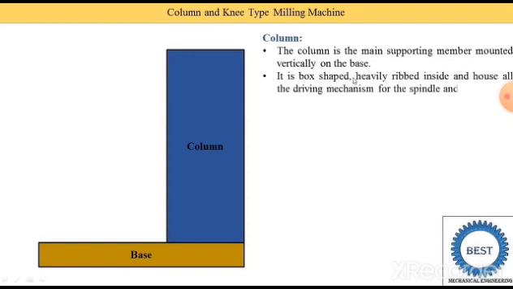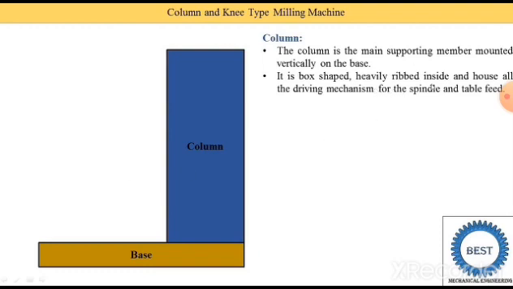It is box shaped, heavily ribbed inside. Its shape is like a box and it has six sides: four sides, one at the bottom and one on the top. The bottom is connected with the base and the top is connected with the overarm. On this side, different guideways are provided, on which the knee is mounted.